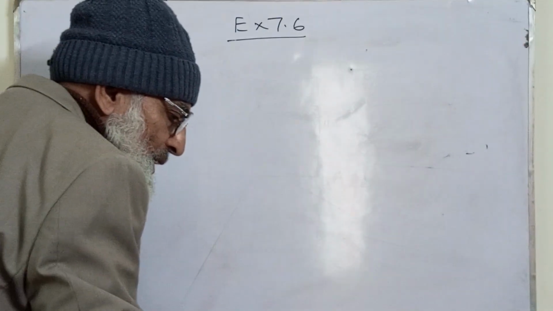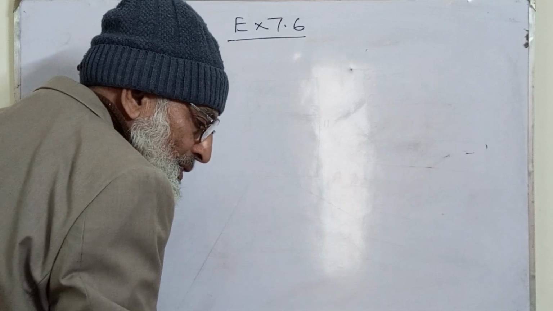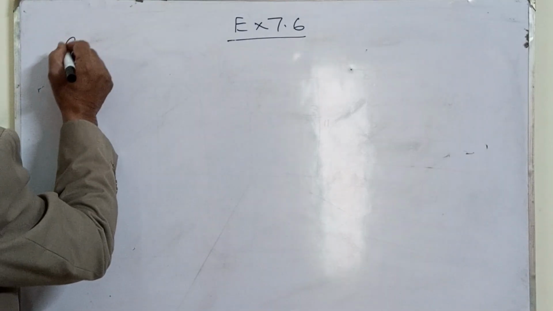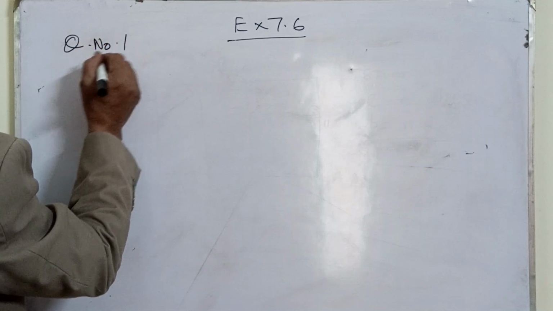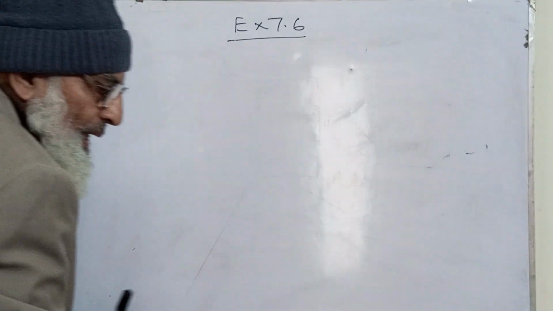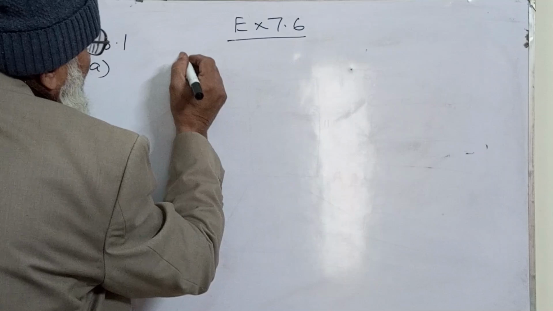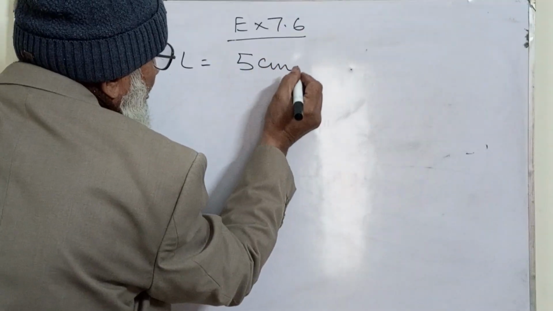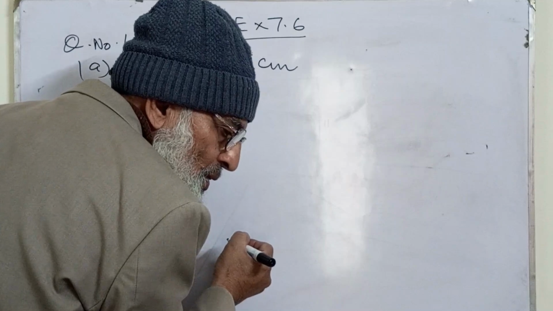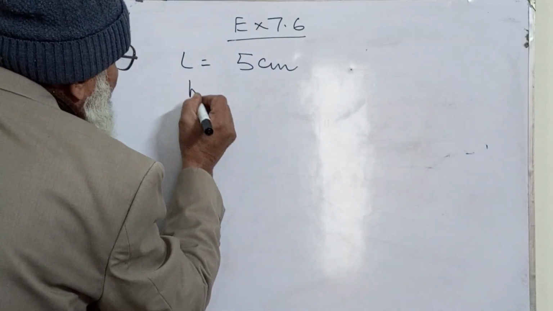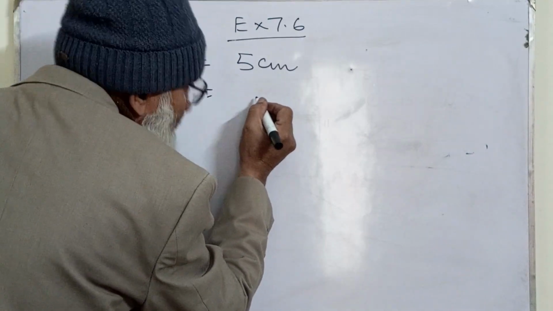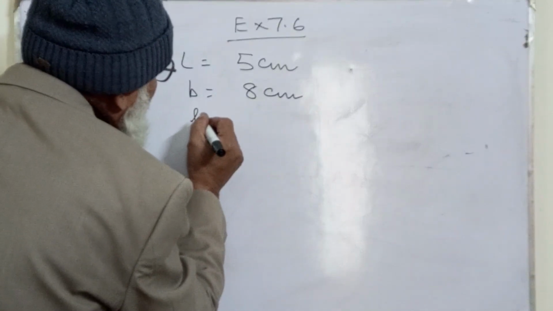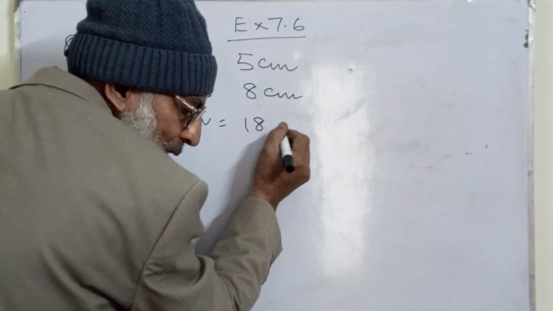So my dear student, question number 2. Now there is some data given in question number 2. I am going to do only part A first. Just do part A and part B is the same. L means length. Length is given 5 centimeter. B is 8 centimeter and height is 18 centimeter.